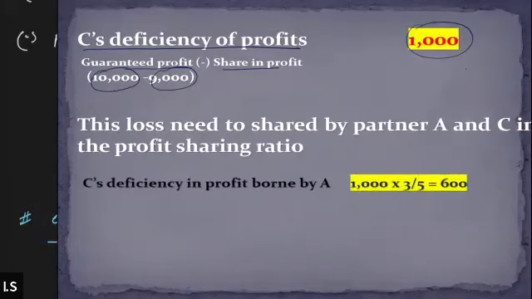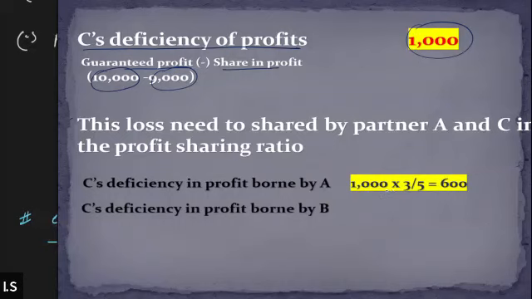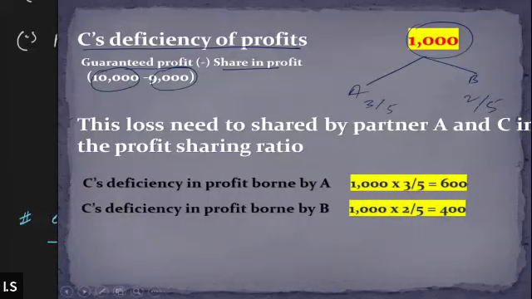So the deficiency of 1,000 has to be borne by A as well as B. C's deficiency in profit is borne by A and B in their old PSR, that is 3:2. So A will be bearing it in the ratio of 3:5 and B will be bearing it in the proportion of 2:5. Got it? And this is how we will show the calculation. 1000 into 3:5, that is 600, and for B it will be 400. Tell me if the calculation is clear, yes or no? Yes, sir, it's clear.